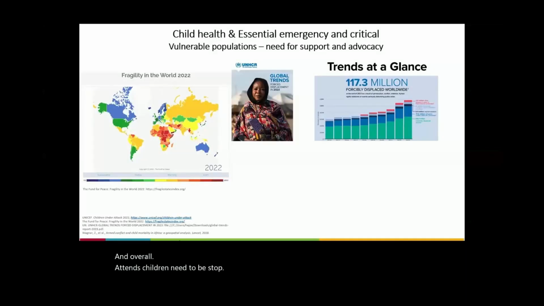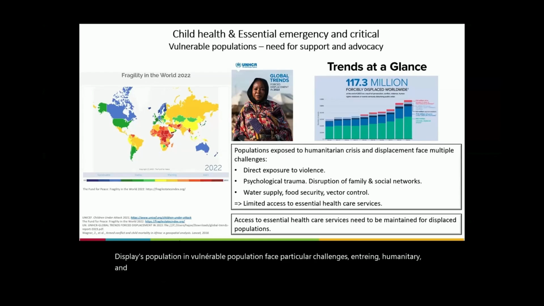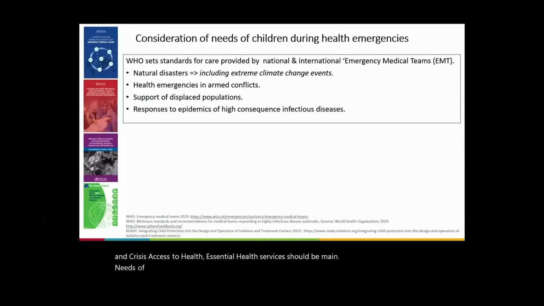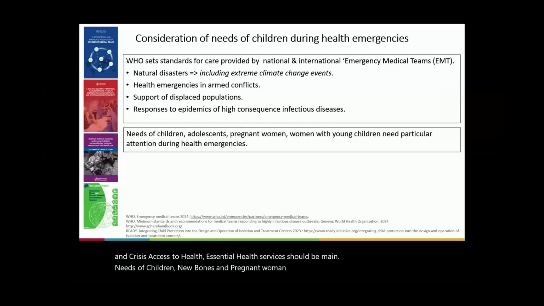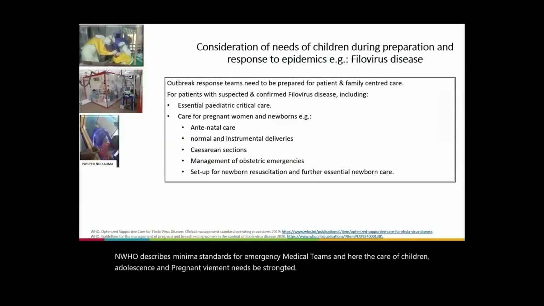Displaced populations and vulnerable populations face particular challenges. And during humanitarian crisis, access to essential health services should be maintained. Needs of children, newborns and pregnant women is important during health emergencies, and WHO describes minimal standards for emergency medical teams. And here, the care of children, adolescents and pregnant women needs to be strengthened. An example is the response to epidemics like filovirus infections. Currently, a Sudan Ebola virus outbreak is ongoing in Uganda.